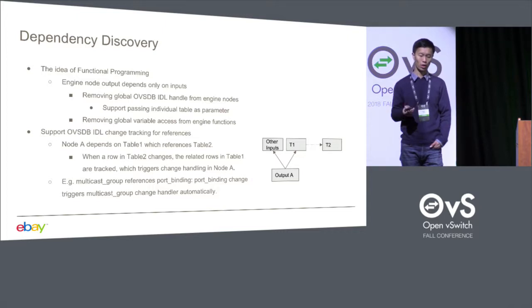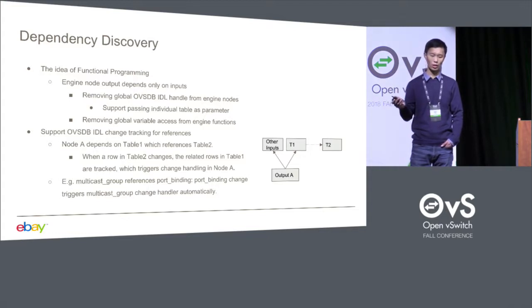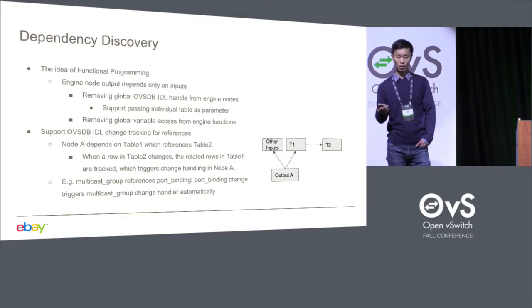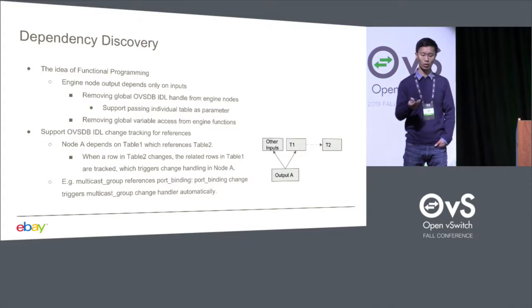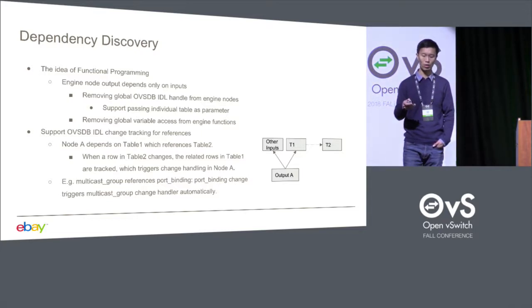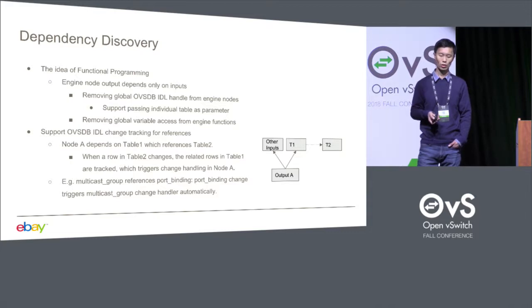Another issue is a special feature of the OVSDB IDL implementation. When a table references another table, IDL provides the convenience that you can directly access the data structure of another table's data. But this creates a problem for dependency discovery. So we changed the IDL change tracking implementation. In this example, the output A node depends on table 1, and table 1 references table 2. When table 2's record changes, the change tracker will discover that and create a record in the change tracker so that it appears like table 1 has changed. So the output A node will be triggered to process the change for table 1. This way we can properly discover the dependencies and make sure they are correct.